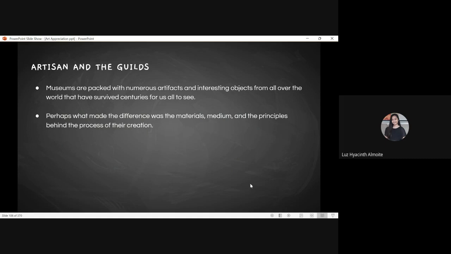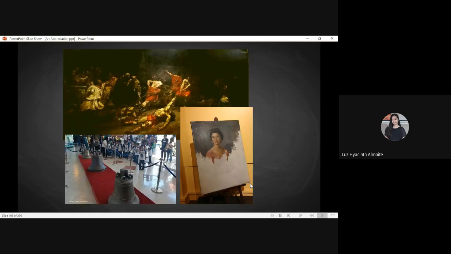Magnificent structures are often appreciated not only for their historical significance, but more so for their aesthetic characteristics that render them unique. They become tourist destinations for those who wish to explore and see the remarkable facade, interior, and even the minute details up close. Perhaps what made the difference was the materials, the medium, and the principles behind the process of their creation, or the reason behind this creation. Another contributory factor is the emergence of technology and knowledge in managing and conserving all of these objects and structures, enabling the retention of the integrity of the artwork and the intention of the artist in terms of the design and overall aesthetics.